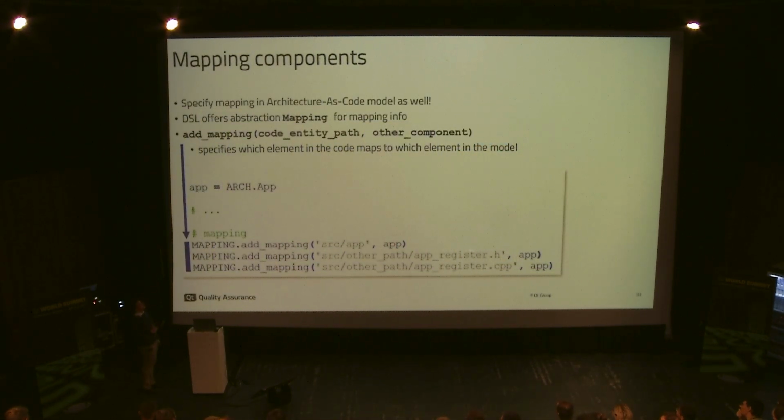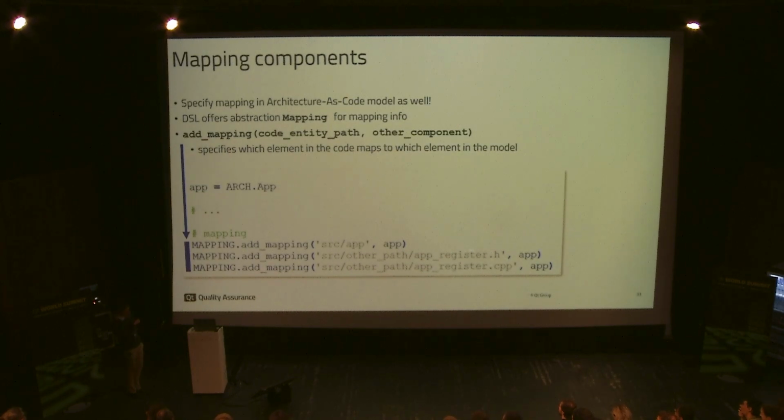If you use architecture as code, you can use some kind of additional function called mapping. We add a mapping abstraction to this framework that says, I have information about this code to architecture. You see the usage already here. App is equal to arc.app. You know this already. We want to say what kind of elements in the code belong to this app component.